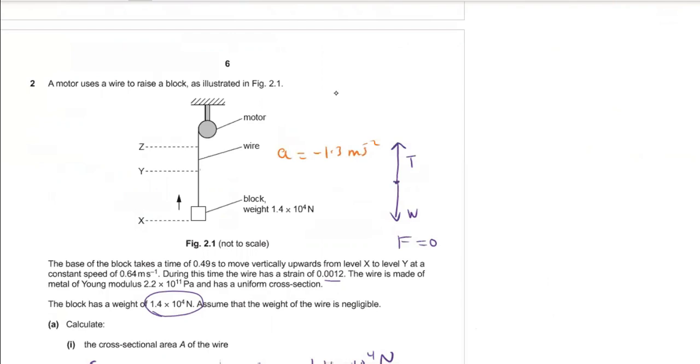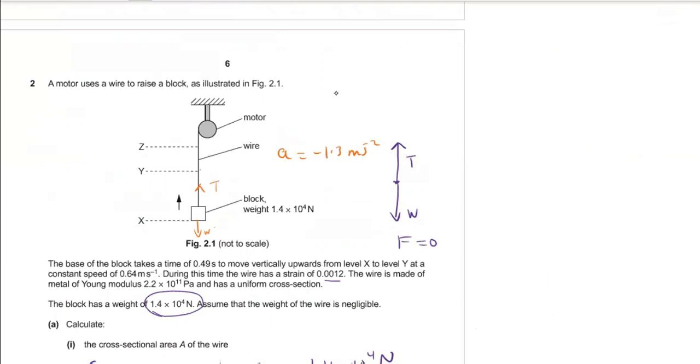For this block here to be decelerating, what does it mean? Remember, there are two main forces here. There is tension acting in the wire, and there's also the weight acting downward, which you have its value here, 1.4 times 10 power 4.